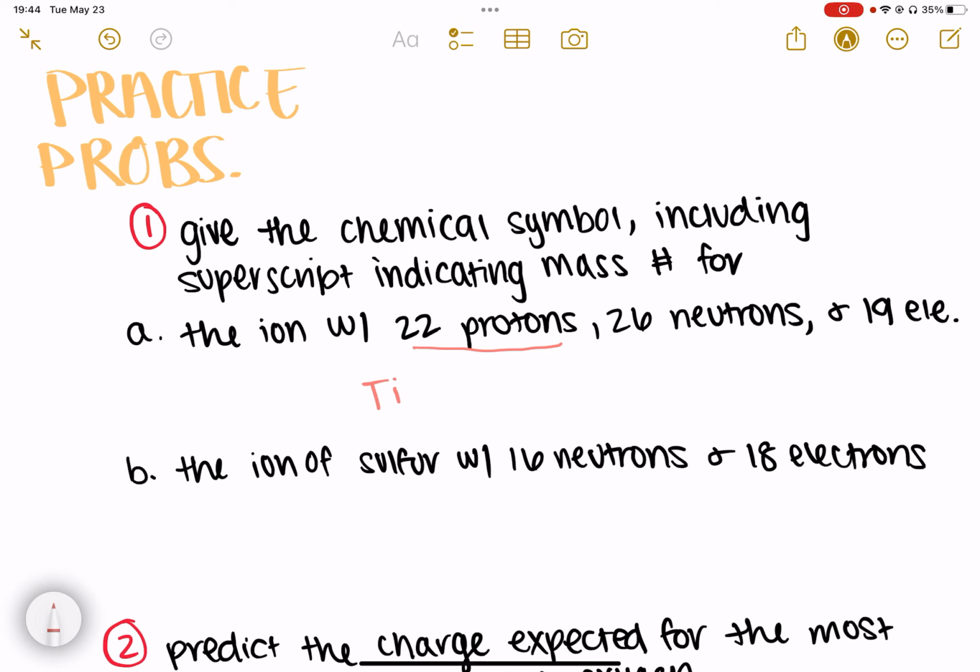Next, I know that mass number is neutrons plus protons. So 22 plus 26 equals 28, and that goes up in the upper left-hand corner. Oh, I'm sorry, that equals 48.